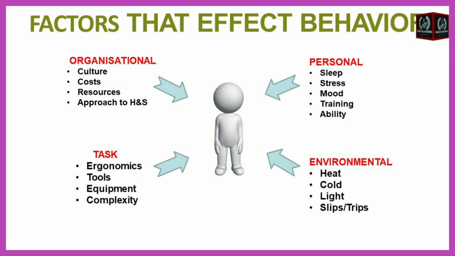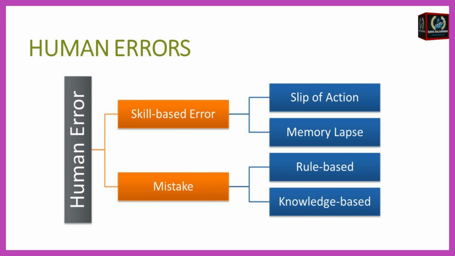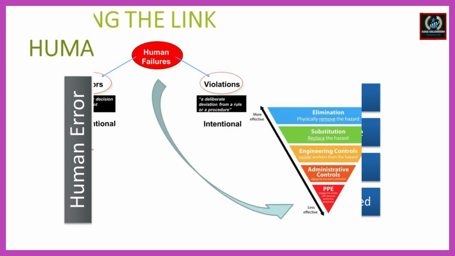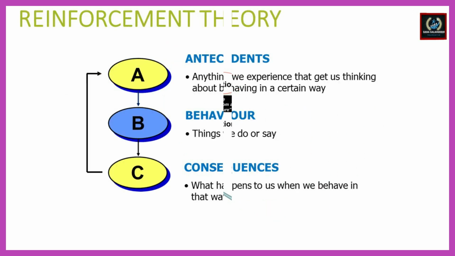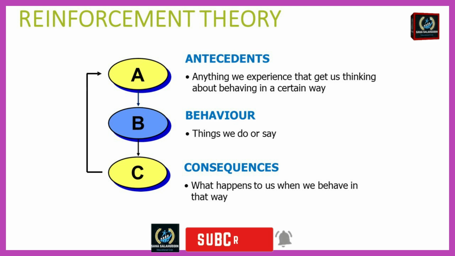Human errors can be just because of mistakes or skill-based errors, which can create a linkage of errors and violations. Errors can be unintentional or intentional. Let's have a discussion that reinforcement theory plays a significant role, which is ABC: antecedents, behavior, and consequences. So anything we experience that gets us thinking about behaving in a certain way needs to be considered, that is, what is going to happen if we are having a certain form of behavior.